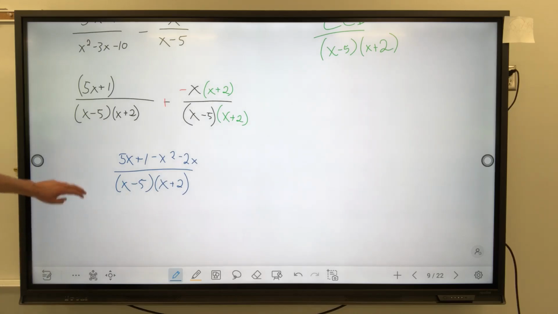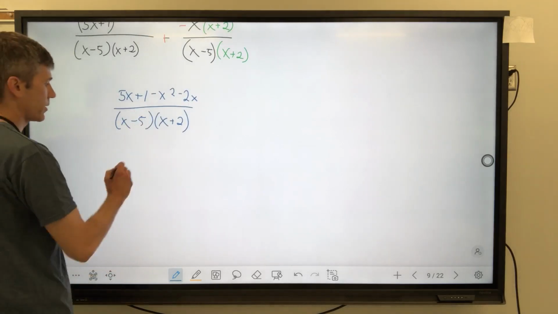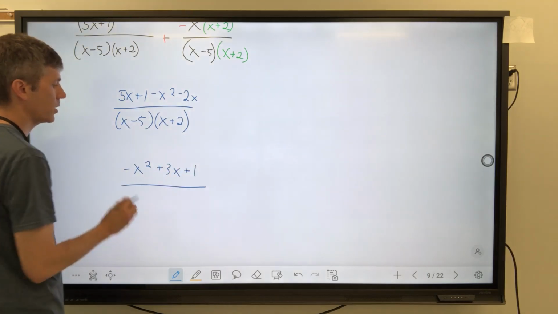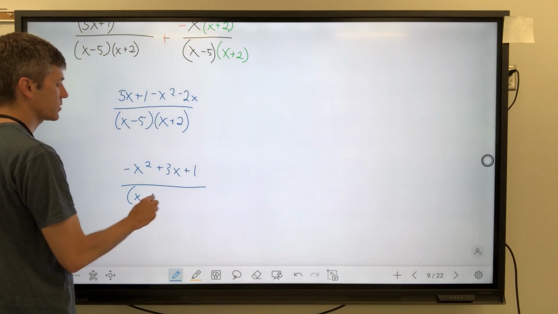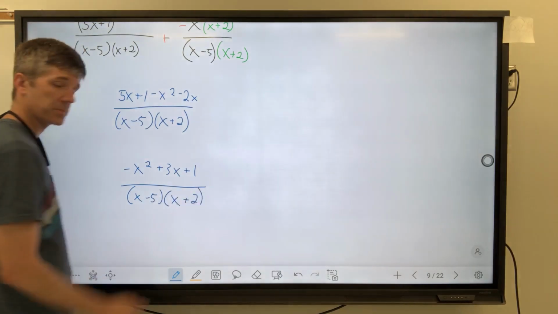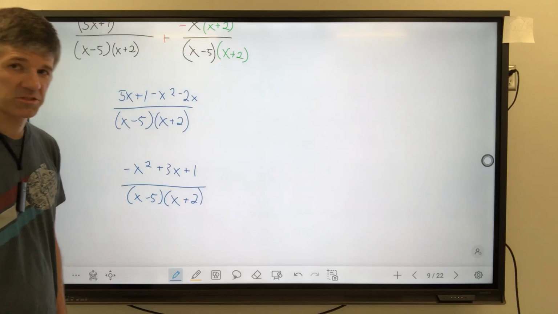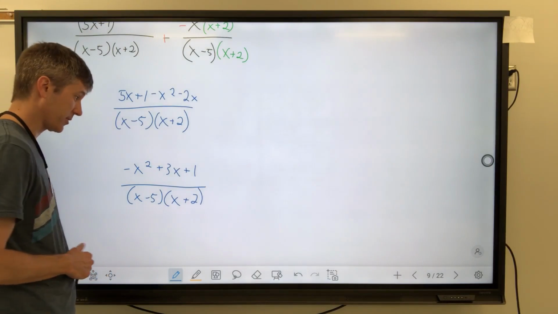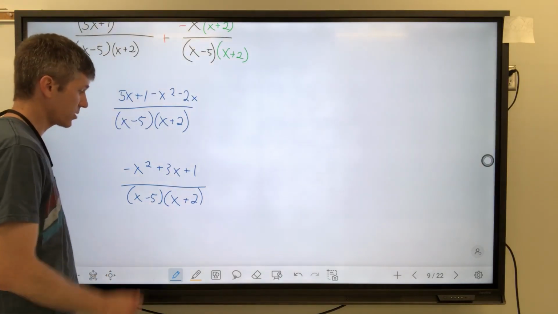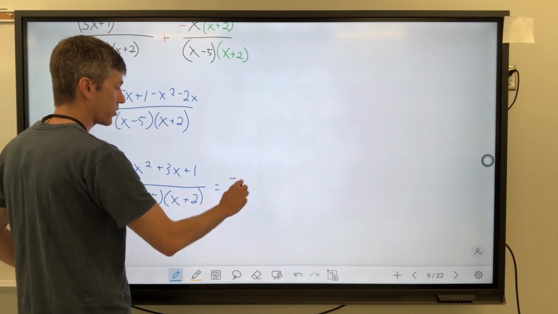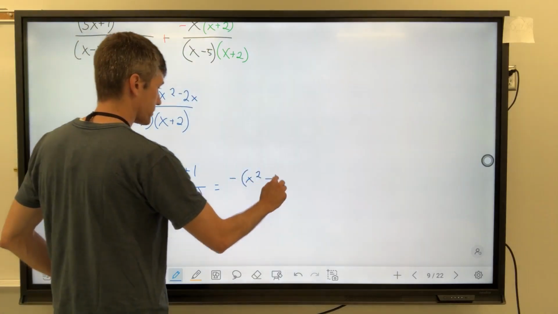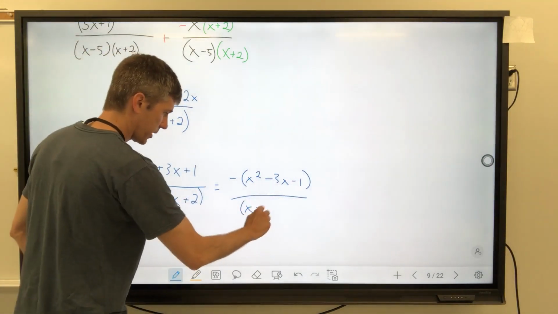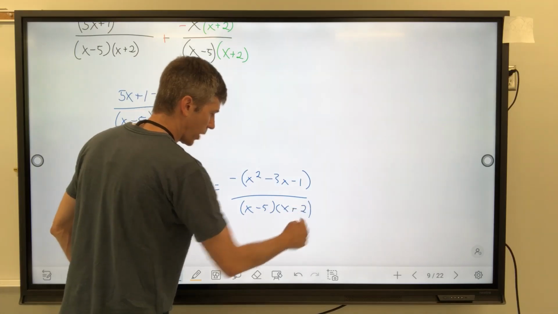Yeah. This one's going to be weird. Numerator, negative x squared plus 3x plus 1 over x minus 5, x plus 2. Feel free to stop here because nothing's going to reduce. But what I do want to do is try to factor if I can, because I'm looking ahead, I know it doesn't. So this is your final answer. But if you wanted to go further, you can factor out a negative 1. And then you'd have your same denominator, x minus 5, x plus 2. I'm just showing you how it doesn't reduce.